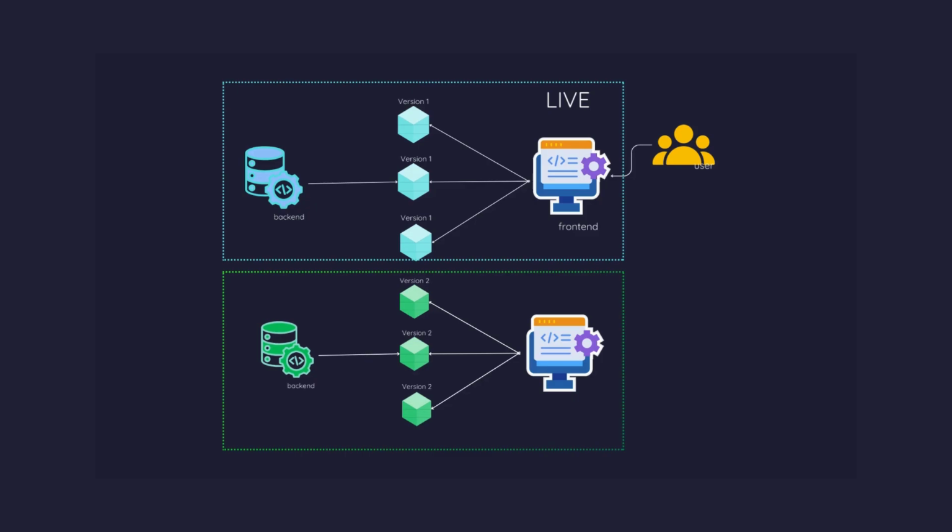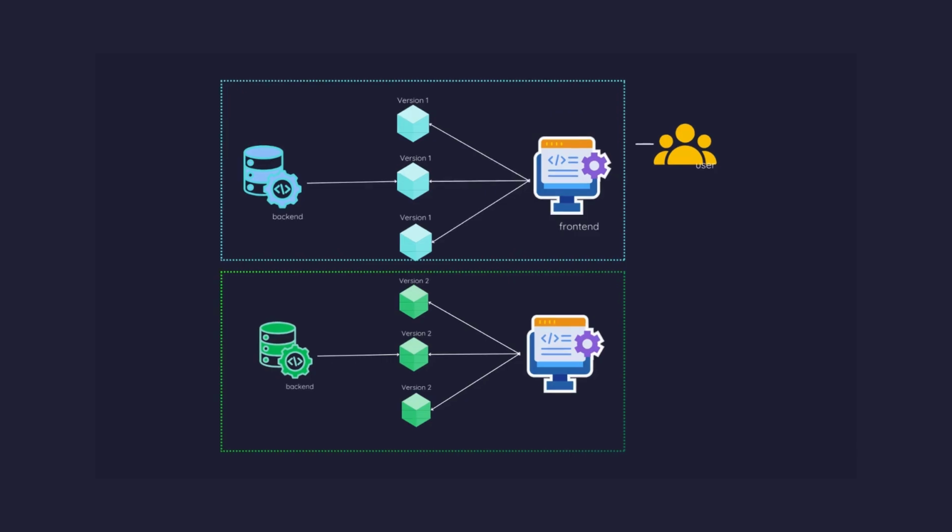Once you're confident that the new version is working correctly in the green environment, you switch the traffic from the blue environment to the green one. This switch is usually seamless, so users don't notice any downtime. If something goes wrong, you can quickly switch back to the blue environment, ensuring that users always have access to a working version of your application.